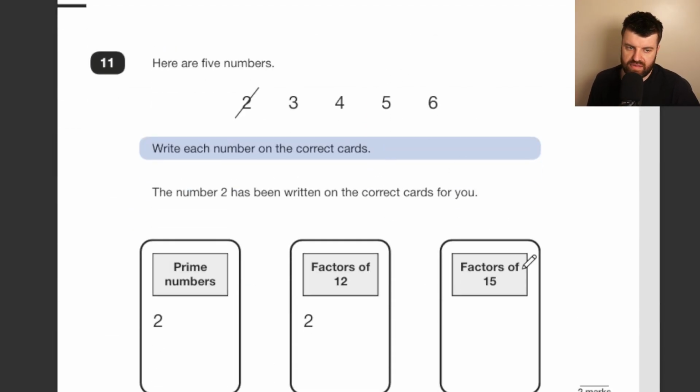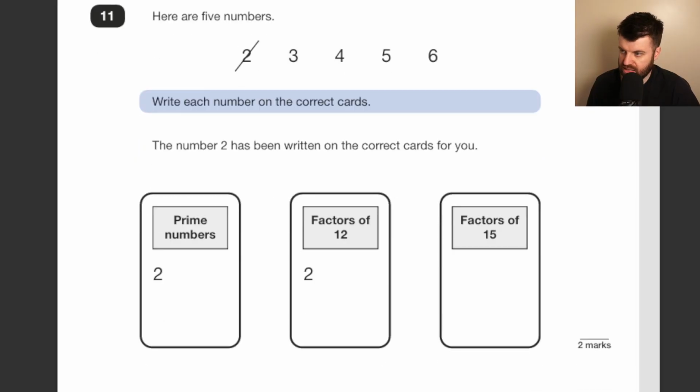Here are 5 numbers, 2, 3, 4, 5, and 6. Write each number on the correct cards below. The number 2 has been written. Now, what this tells me straight away is that a number can go on more than one card. So is it a prime number? Goes on that card. Factor of 12, factor of 15.